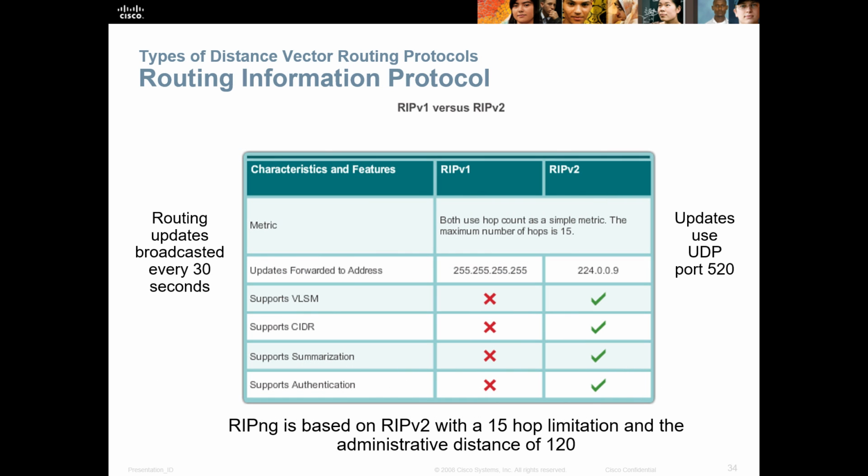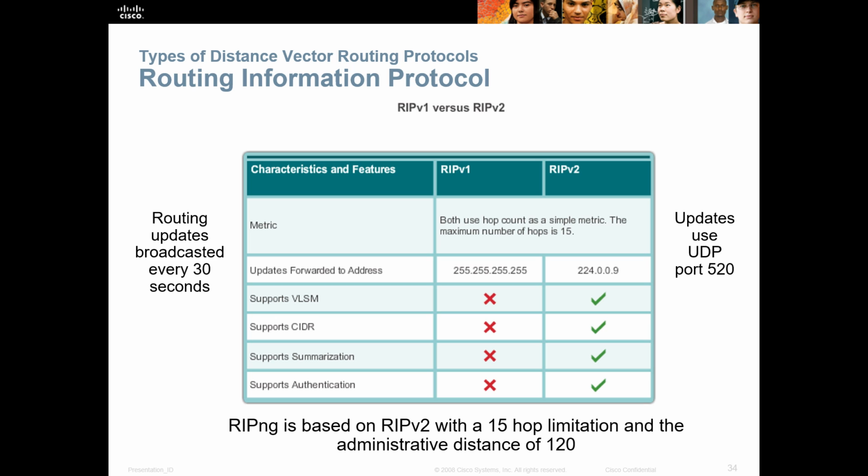So again, RIP version 1 versus RIP version 2, which uses a multicast address. RIP version 2 also supports VLSM, CIDR, summarization, and authentication, whereas RIP version 1 does not. RIP does send router updates via broadcast every 30 seconds, and it has a hop limit of 15, meaning it can only go 15 routers deep before it ceases to exist. The updates for RIP use UDP port 520.